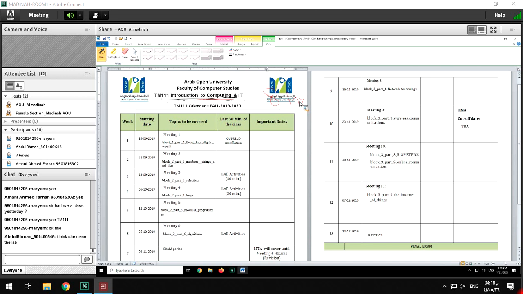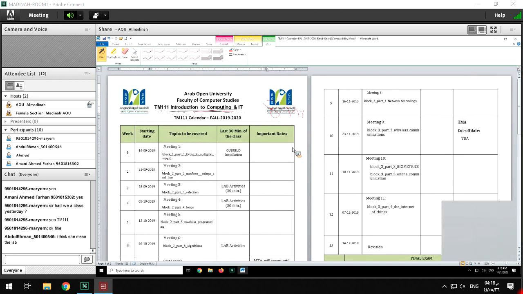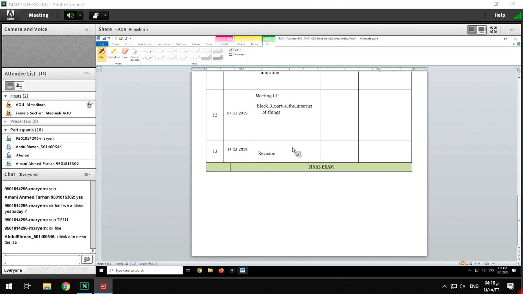And as we all know, every course we study has some assessments. So regarding the assessment of this course, TM111, we have 3 types of assessments here. We have the midterm exam, MTA. This is for 30 marks, or you can say 30%.